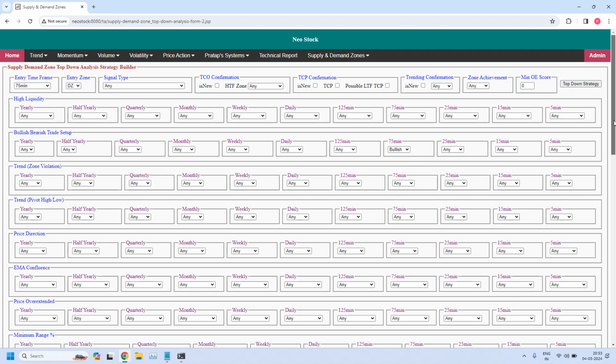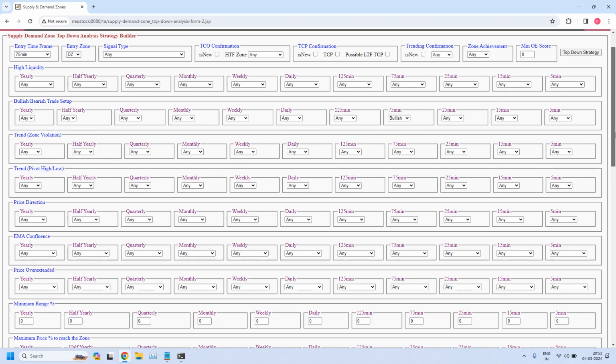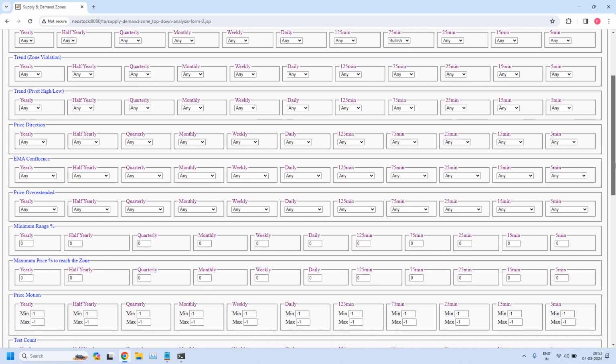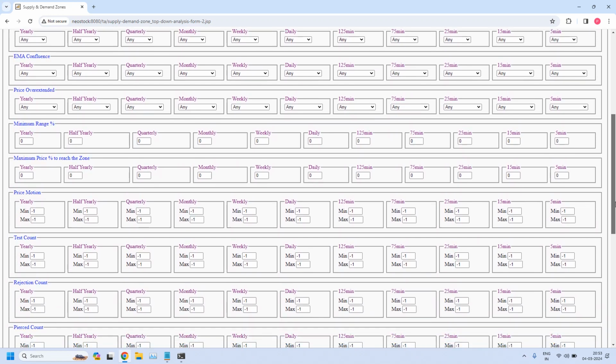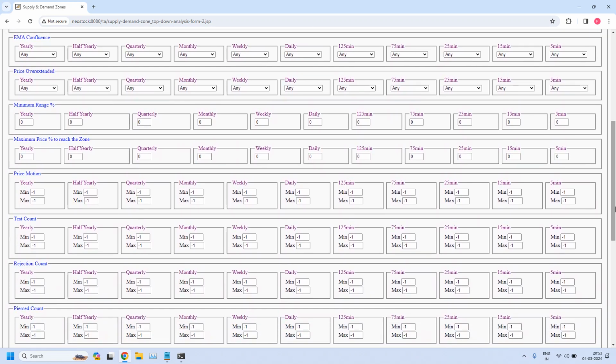And here also you get a big number, so we will add multiple filters. The first filter is we don't want pierced zones. So pierced count I am setting 0 at 75 minutes time frame. Minimum 0, maximum 0. This time we are setting it at 75 minutes time frame because the entry zone is 75 minutes.